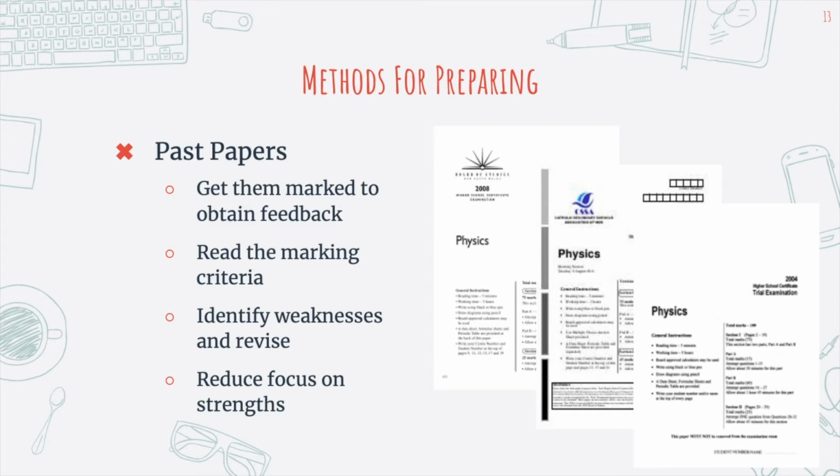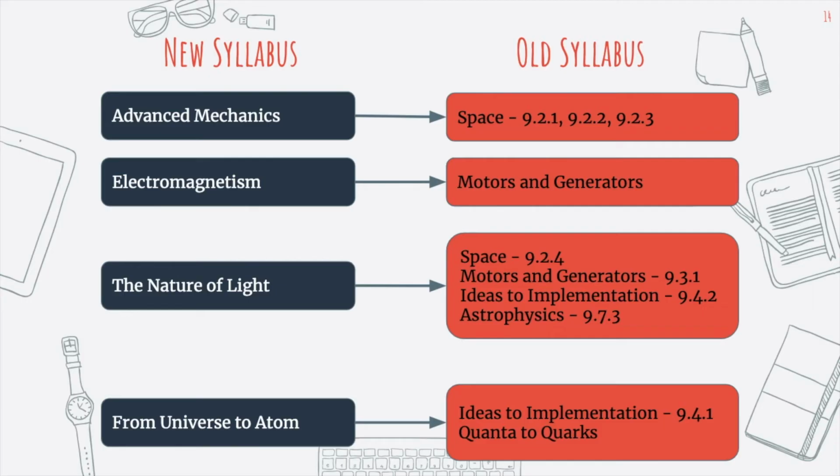However, just because it's a new syllabus does not mean that we can't use the material from the old syllabus. In fact, they've just recycled a lot of the dot points from the old syllabus to comprise the new syllabus. We see advanced mechanics is really just made up of the first three focus areas of the space topic from the old syllabus. Electromagnetism is essentially a cut and paste from the motors and generators syllabus. There's obviously the removal of the contributions of Edison and Westinghouse, but in essence, it's a cut and paste.